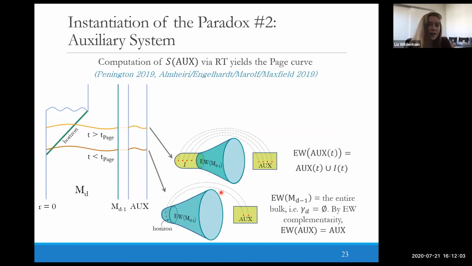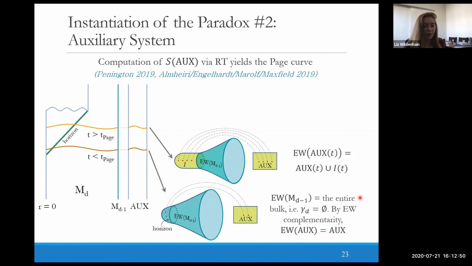But then again, analogously to the previous example, after the Page time, it becomes favorable to add this extra area term by introducing an additional piece of the RT surface, which allows us to include the island inside the entanglement wedge. So now the entanglement wedge of the auxiliary system is the island and the auxiliary system together. And just like before, the modes purify each other, and we just have the area contribution from this additional piece of the RT surface, and that is shrinking with the black hole event horizon as the black hole continues to evaporate. So that gives us the falling part of the Page curve.